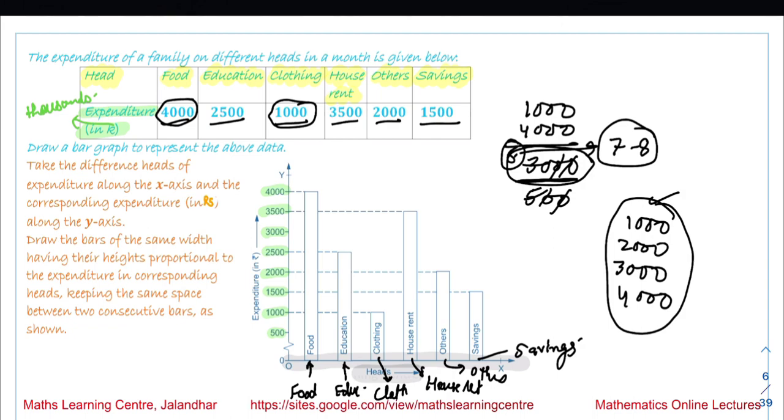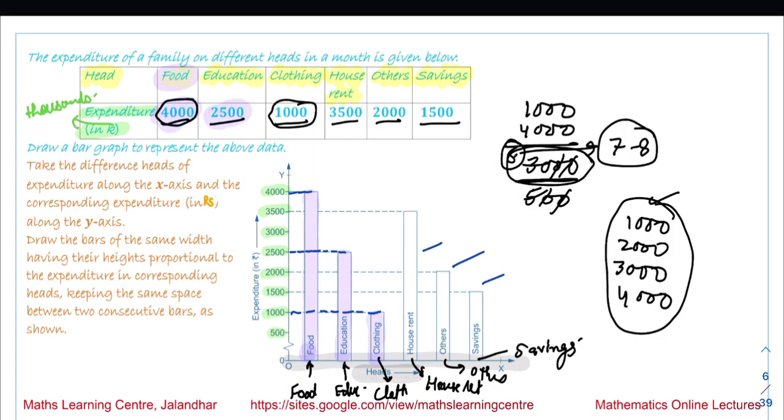Now for food the expenditure is 4000. So for food we have drawn this bar over here, and the height of this bar is up to 4000. Next, for education the value is 2500, so we have drawn this bar up to 2500. Next, for clothing it is 1000, so we have drawn this bar up to the height of 1000. Likewise, we have drawn house rent, others and savings. So this is the required bar graph to represent this data.